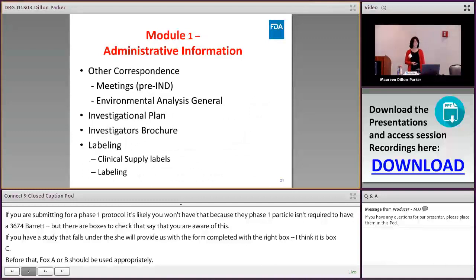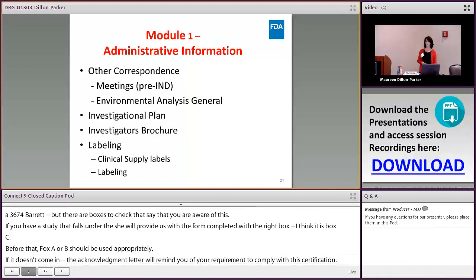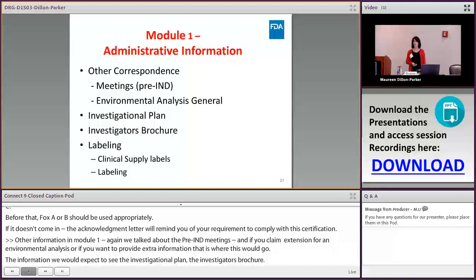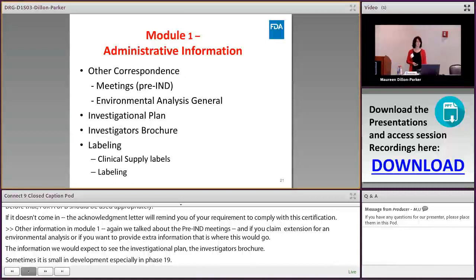Other information in Module 1 is, again, we talked a little bit about pre-IND meetings, and if you're going to claim exemption for your environmental analysis or you want to provide us with information, this is where that would go. Other information we'd expect to see would be the investigational plan, investigator's brochure. Sometimes those are very small early on in development, especially at phase 1. And then, of course, your labeling for your product.